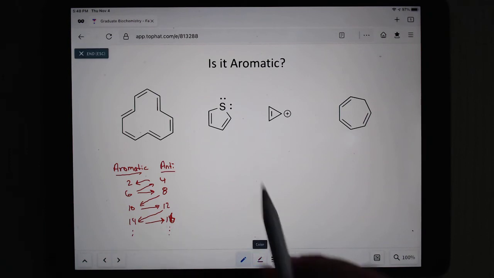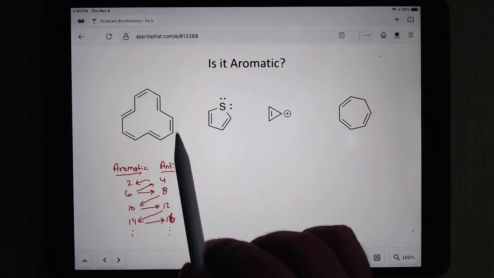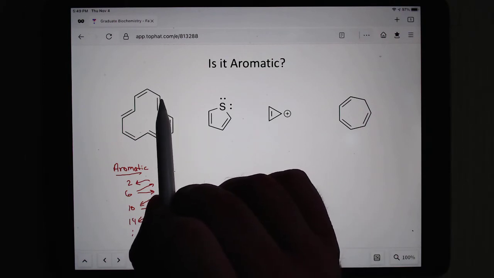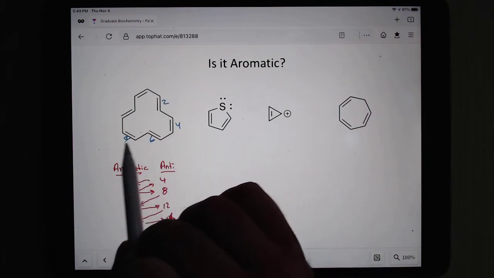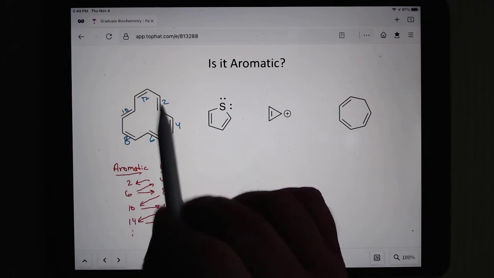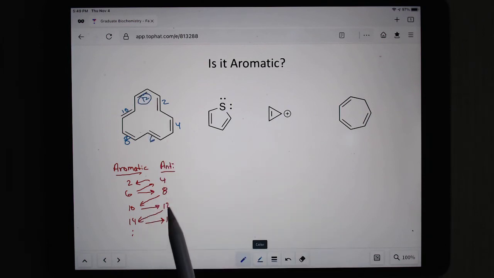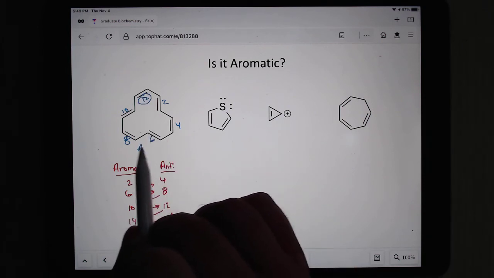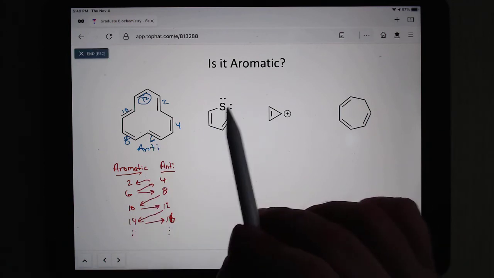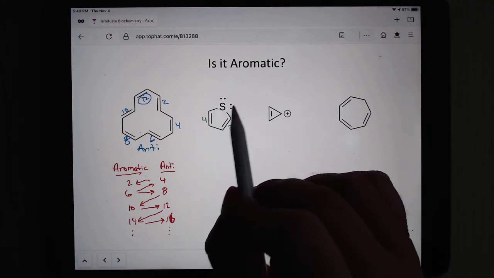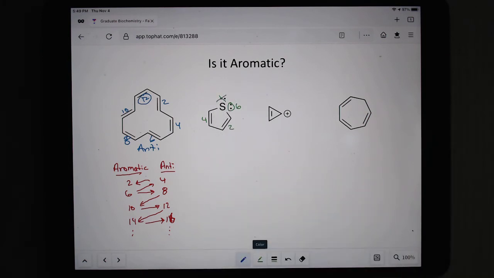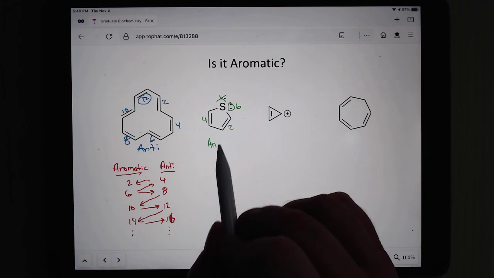Okay. So for this first one, each one of these carbons is part of a double bond, so we're good on that. So we're going to go 2, 4, 6, 8, 10. Again, having it above or below doesn't make a difference. 12. So 12 would say, oh, we're here, so that makes this one anti. For this one, we're going to have 2, 4, we're going to take one of these 6, but the other ones we're just going to hide. And so this one's going to be aromatic.